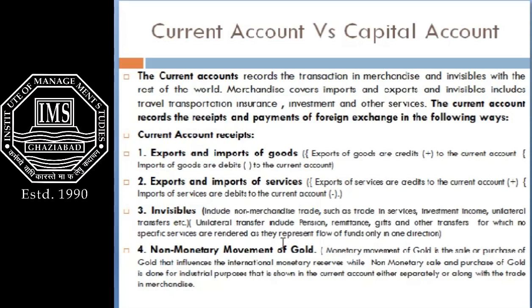Yes, that is a very important point, monetary movement of gold. Monetary movement of gold is the sale or purchase of gold that influences the international monetary reserve, while non-monetary sale and purchase of gold is done for industrial purposes. The basic difference: if the central bank is purchasing gold, that is counted as a reserve. But if we are buying gold for industrial purposes, that is shown in the current account, either separately or along with the trade in merchandise.